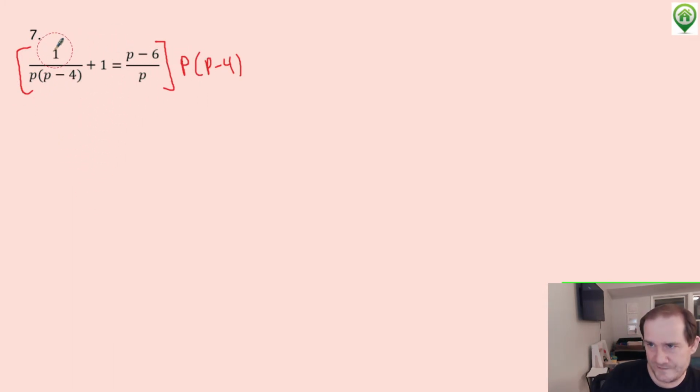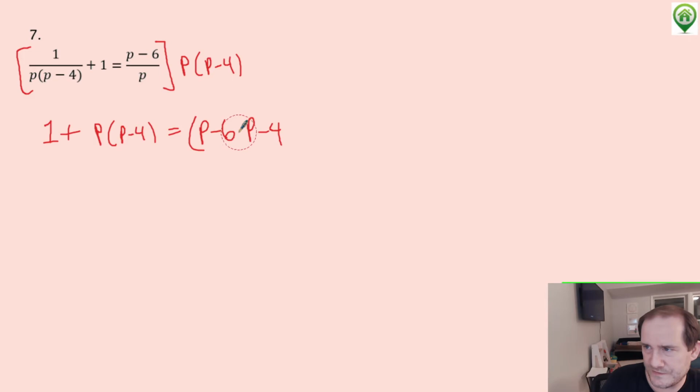Distributing this in, everything cancels except for the 1. Distributing onto the 1, nothing cancels. You get the whole P times P minus 4. And distributing onto this, the P's cancel, but we'll still have a P minus 6 and a P minus 4.